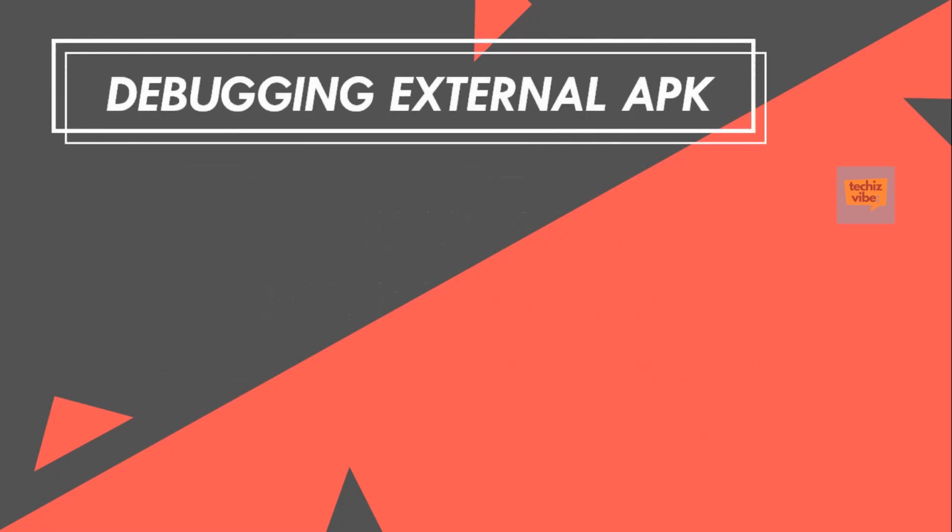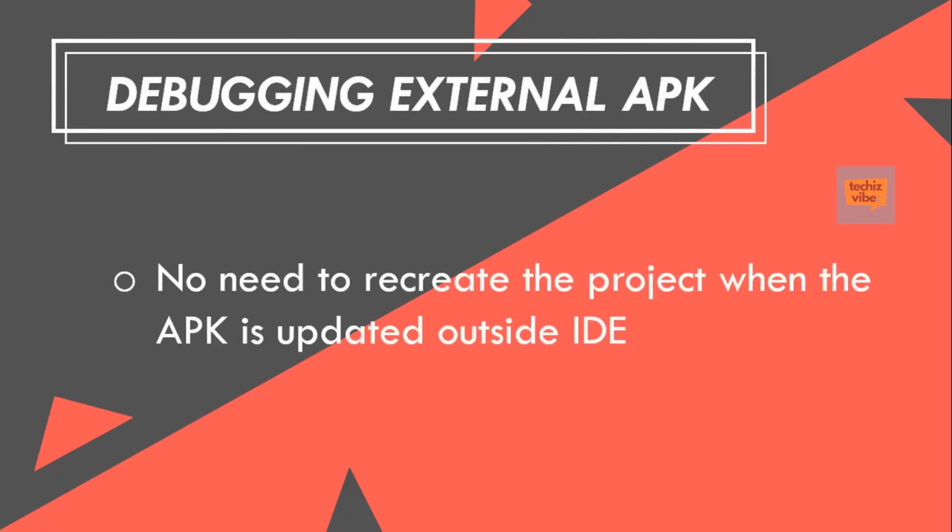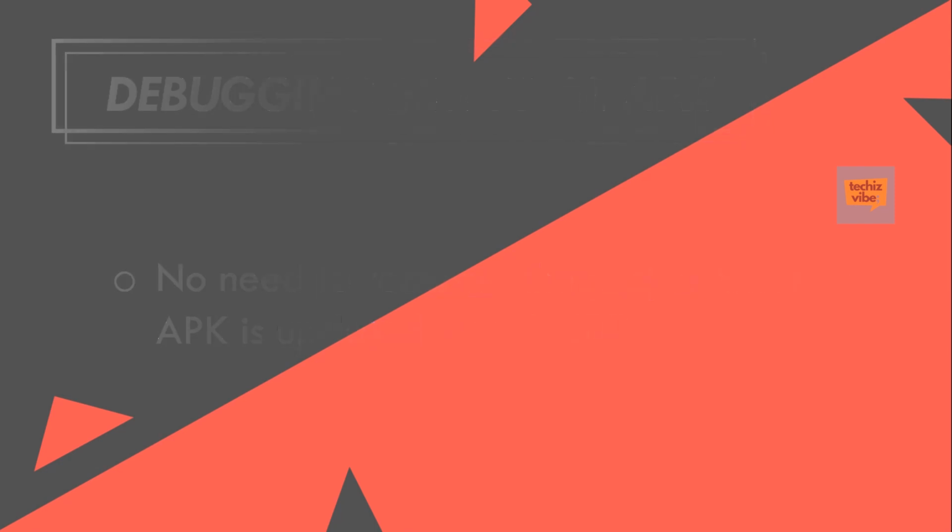Debugging External APK. When the APK in your project is updated outside the IDE, you don't have to create a new project for that APK. Android Studio will detect the changes and will give you the option to re-import it.